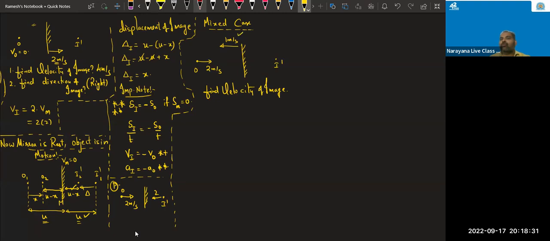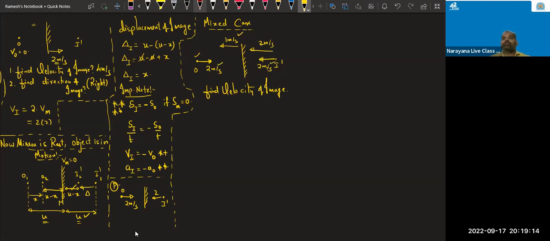Now, because of only mirror velocity, what is the velocity of the image? 2, no? Twice. The mirror is moving with 1 meter per second, which means the image will go with double, twice, in the same direction. Say yes or no? Accepted or not accepted? Yes. Okay. Now, because of object motion, the image will go 2 meters per second. Say yes or no? The object is moving right side, so the image will go left side, same speed.